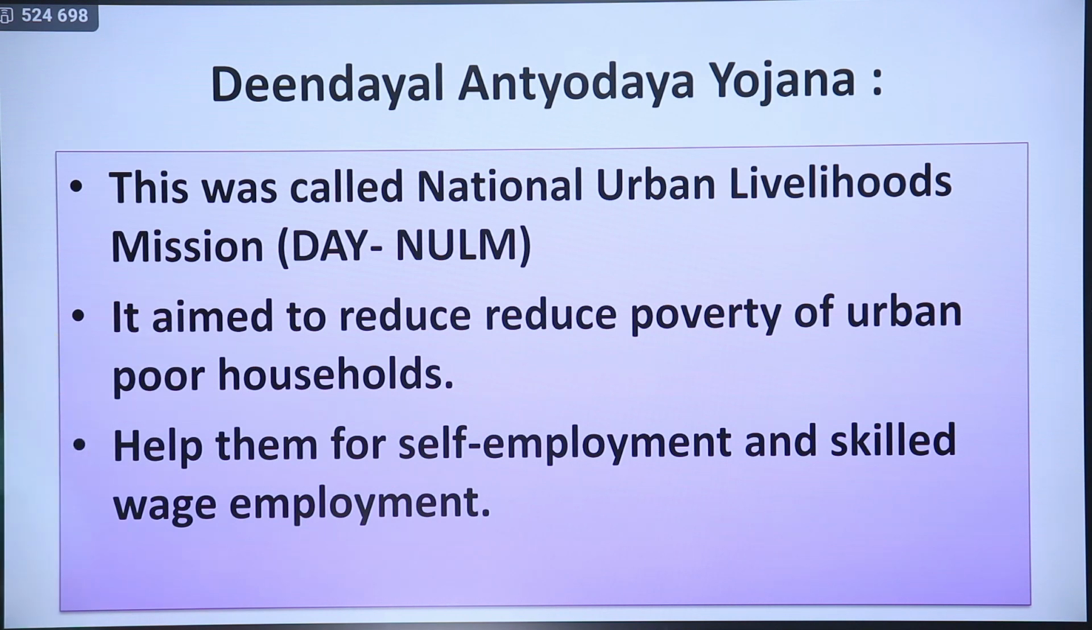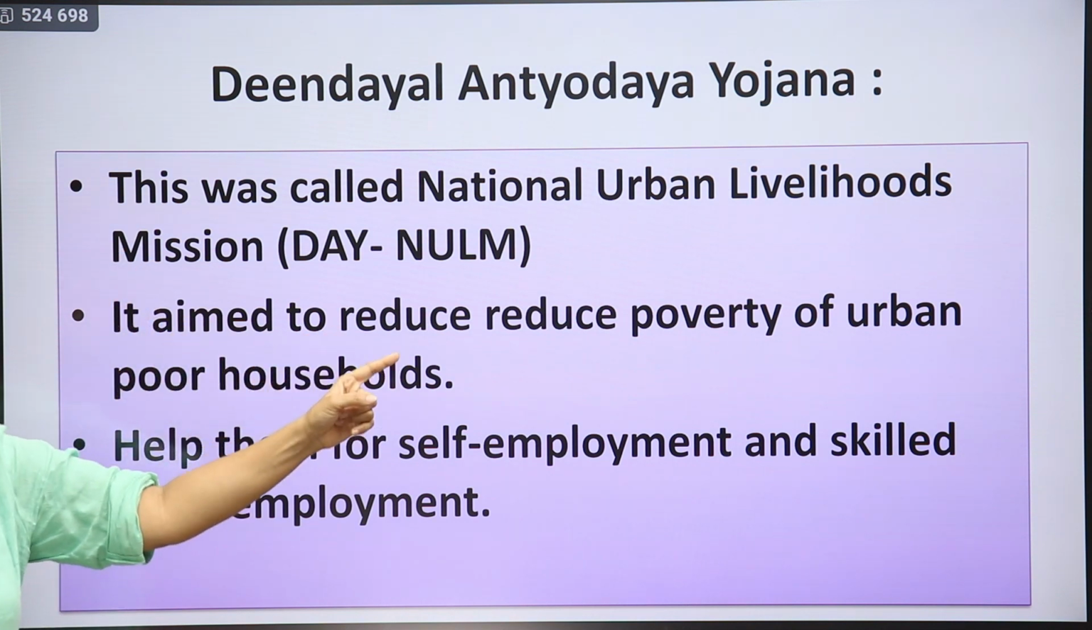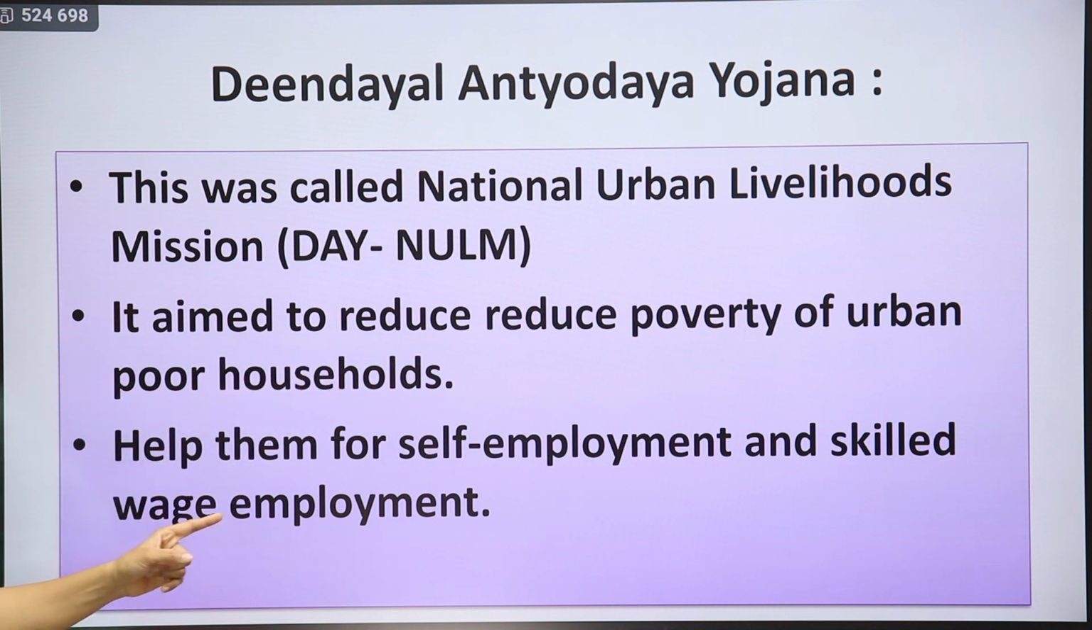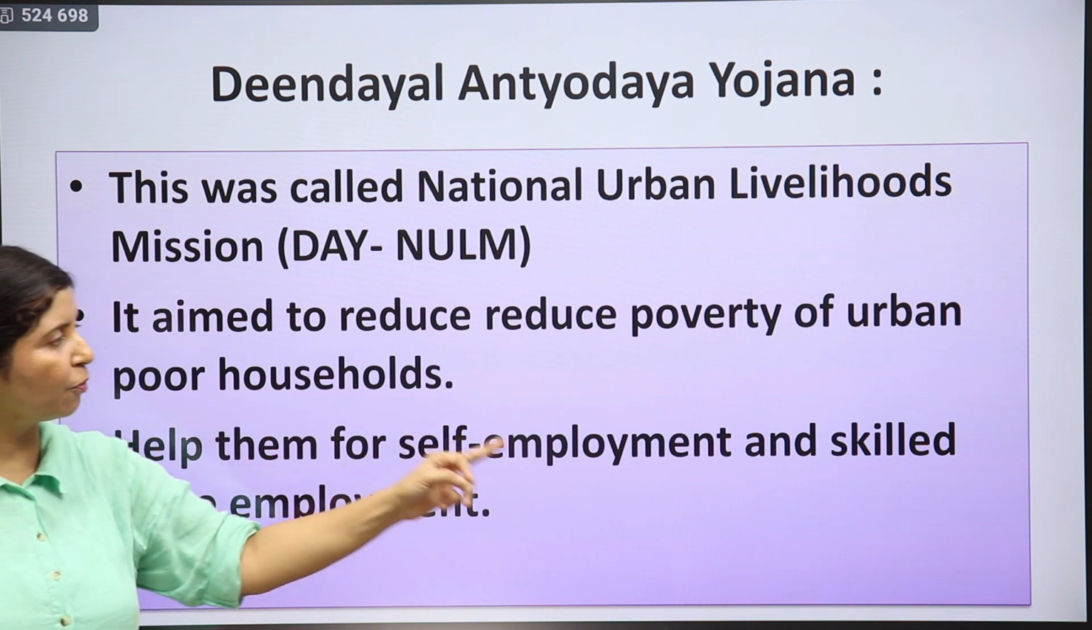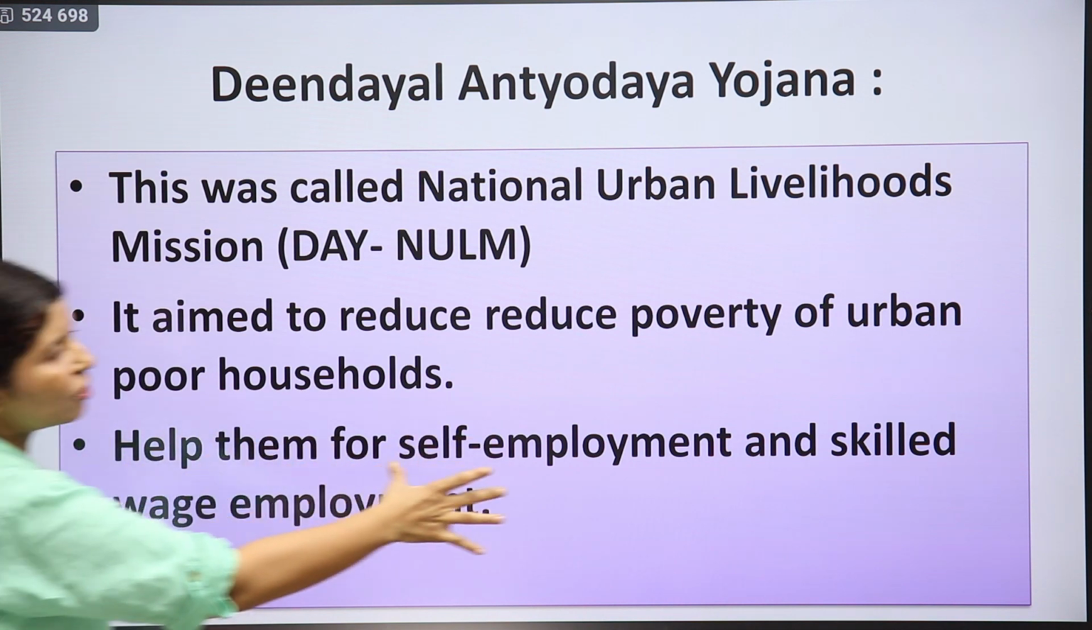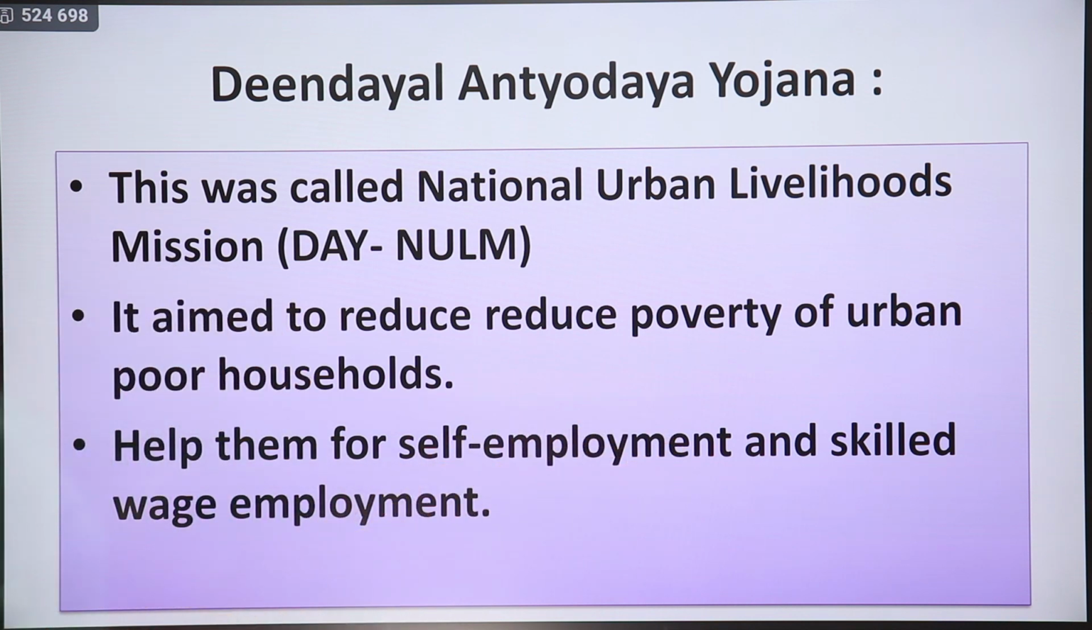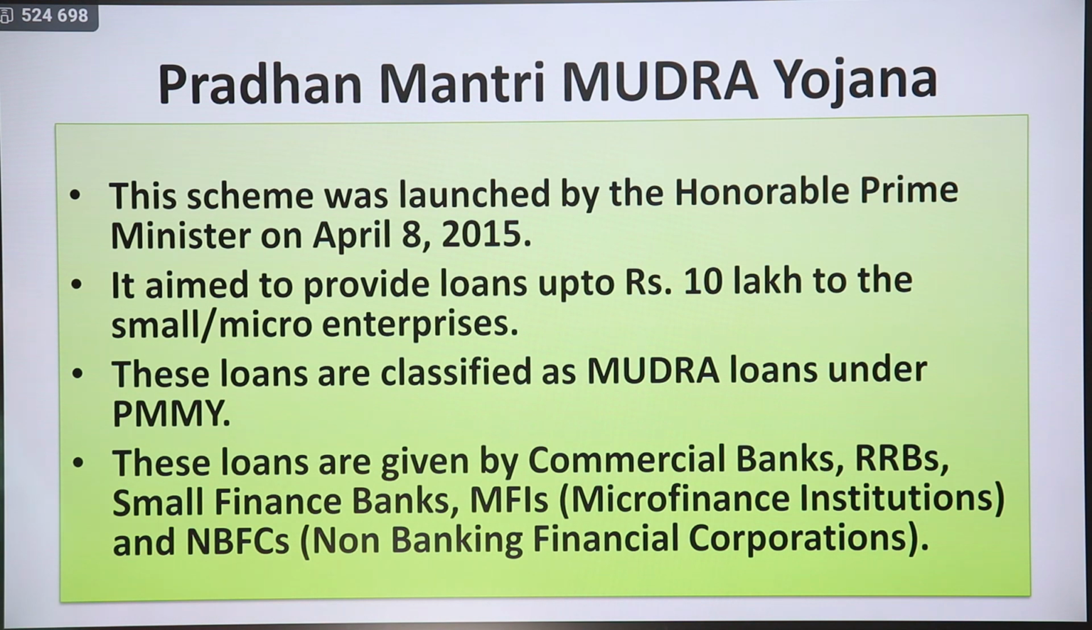Deen Dayal Antyodaya Yojana, it was called National Urban Livelihoods Mission, NULM. Okay, so it was renamed as Deen Dayal Antyodaya Yojana. So it may come in your MCQs in exams. So remember that it aimed to reduce poverty of urban poor households. Help them for self-employment and skilled wage employment. So it was meant for skilled wage earners. That means skilled people who had training of some sort or who possessed skill of some sort were provided help during that. Then Pradhan Mantri Mudra Yojana.